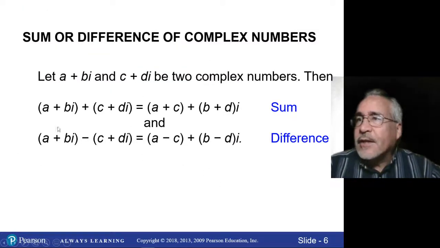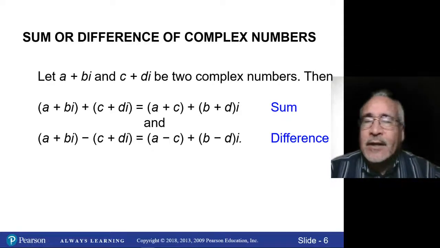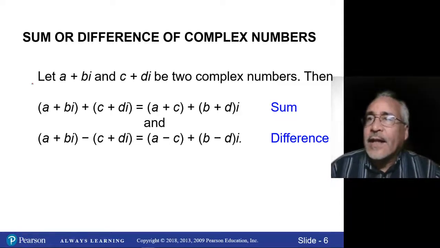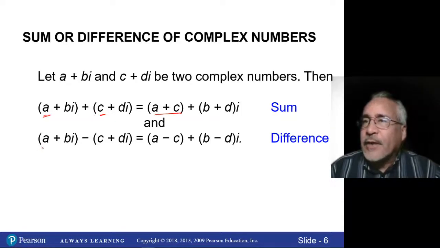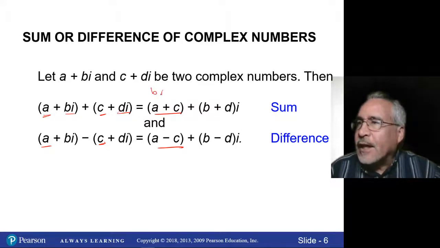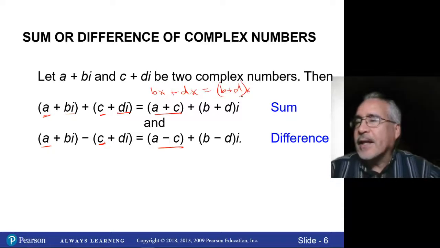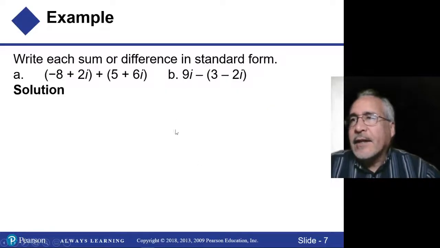Sum or difference of complex numbers. Basically, the real parts get added or subtracted, and the imaginary parts get added or subtracted. That's all that happens. Notice you have to add like terms, so a plus c, or subtract like terms, a minus c. And then the imaginary parts, bi plus di, and so you add. It's just like thinking of bx plus dx, that would be b plus d times x, right? So it really just acts like a variable.